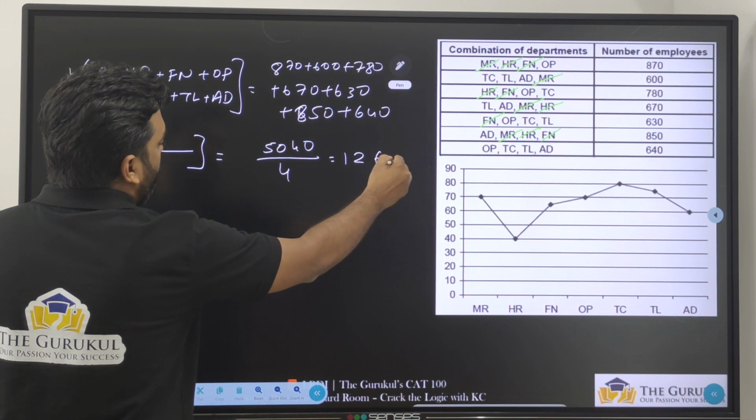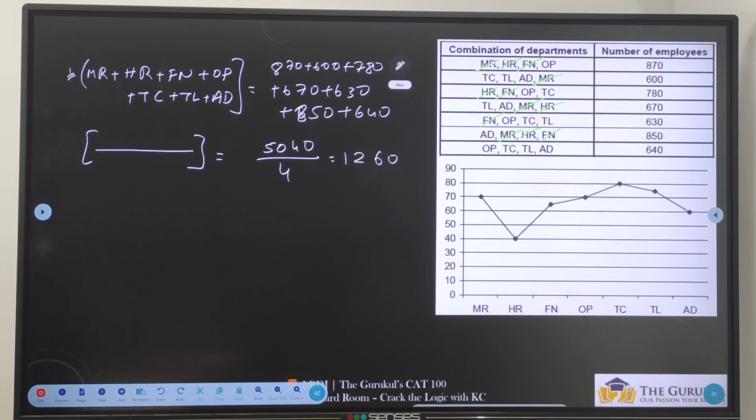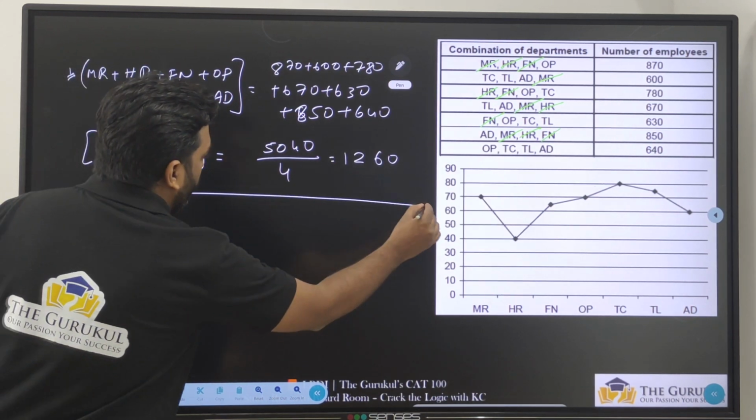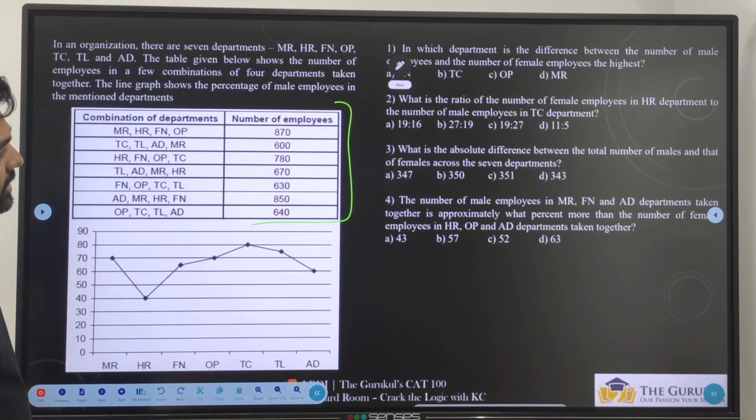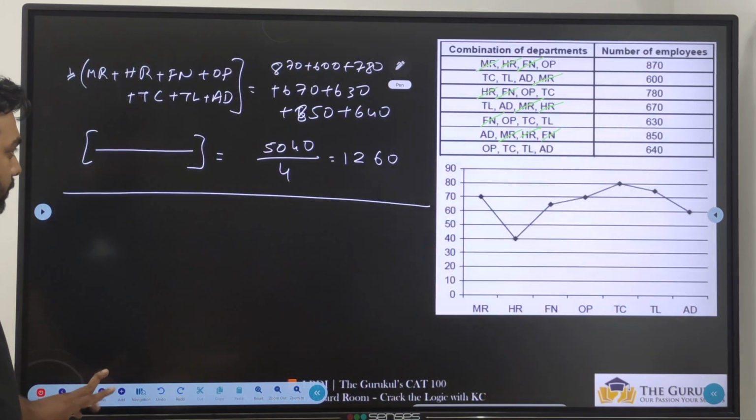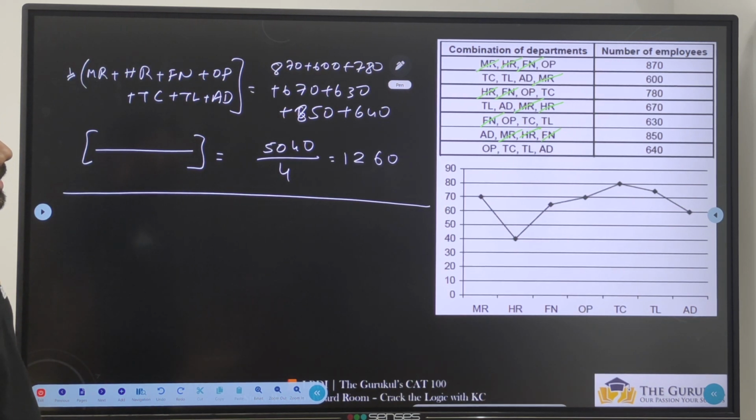which is equal to 1260. Now what is that 1260? 1260 is the sum of all the employees in the organization in all the departments when they are taken together. That is the first part of the question. See if there is any question which is asking about that. No, nothing. Perfect. Next, can I find individual values of each department?